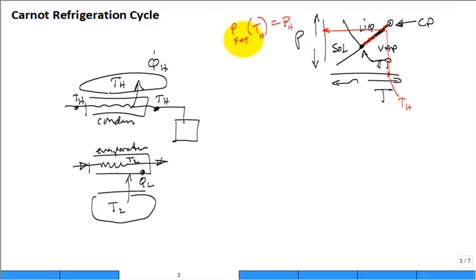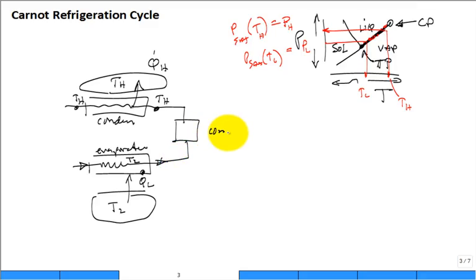All right, what happens if I want to be evaporating in the evaporator at relatively low temperature? Is the pressure of the working fluid, the refrigerant, in the evaporator high pressure or low pressure? It's going to be low pressure. TL gives me PL, which is the saturation pressure at that low temperature. So the evaporator is at low pressure, and the condenser at high pressure. Okay, but what is the device that's needed to go in between?